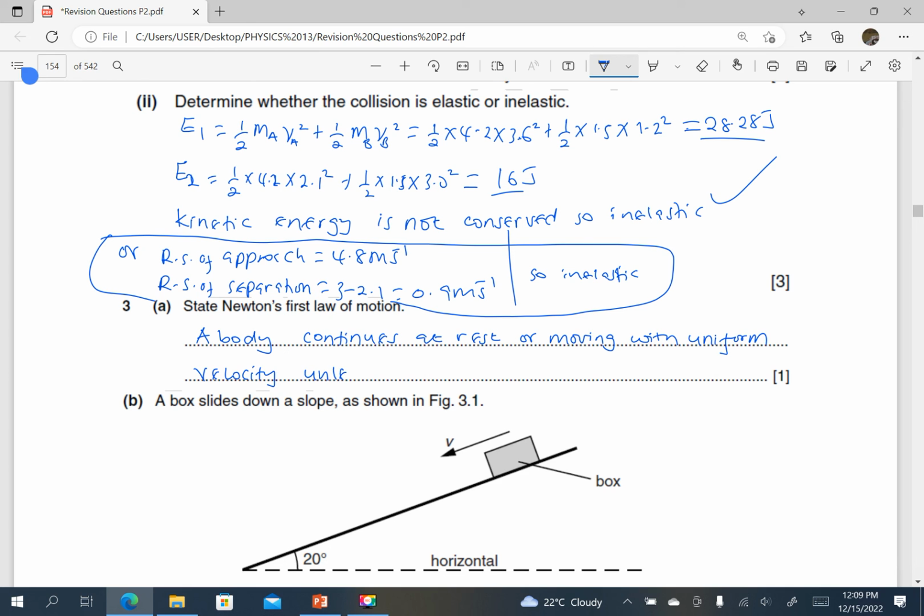unless acted on by a resultant force. The word resultant here is very important. The body continues at rest or it continues moving with a uniform velocity unless acted upon by a resultant force. That is Newton's first law.